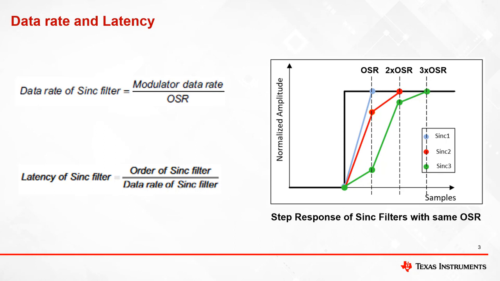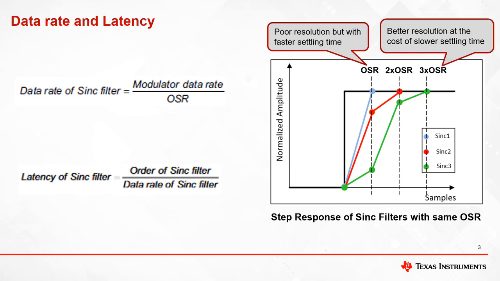Now, when sinc 1 filter settles to its correct filter output in its first OSR cycle and provides the best settling time, why would anyone consider sinc 2 or sinc 3? Well, the answer is higher resolution. Typically, higher order sinc filters provide better resolution for the same OSR settings. Sinc 1 has poor filter resolution with faster settling time, and sinc 3 has better resolution at the cost of slower settling time.